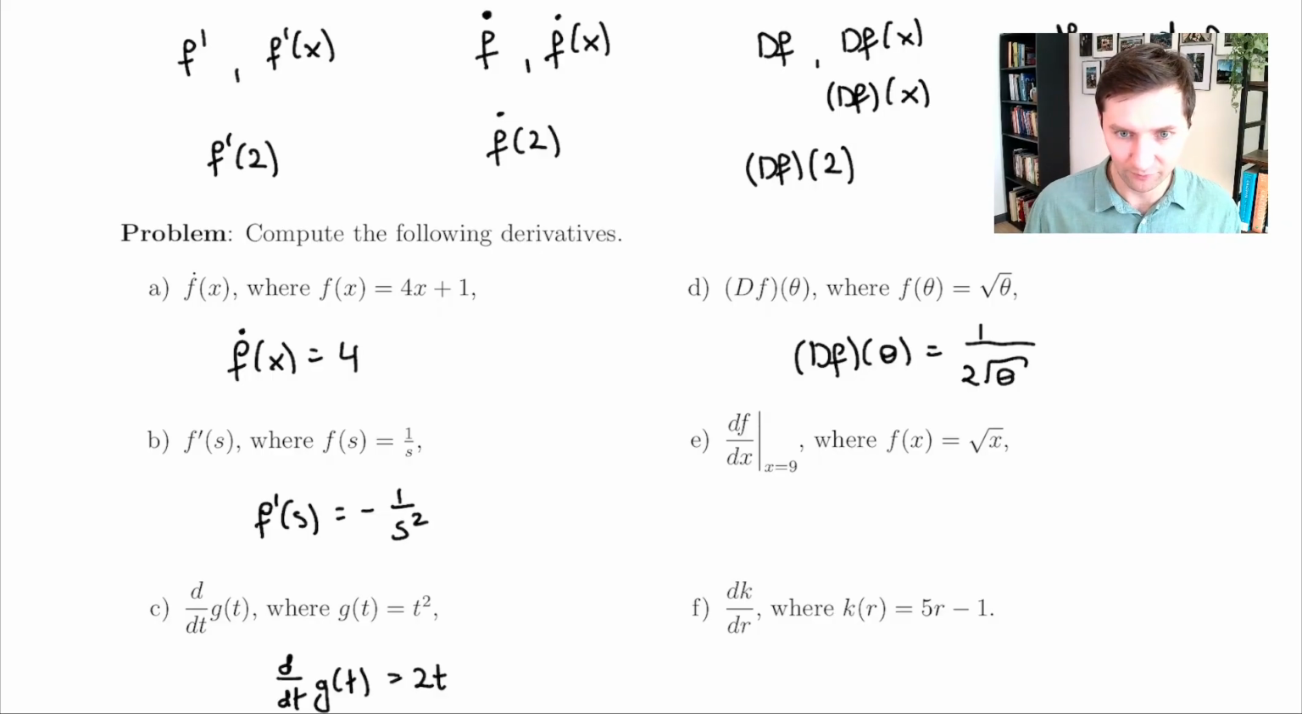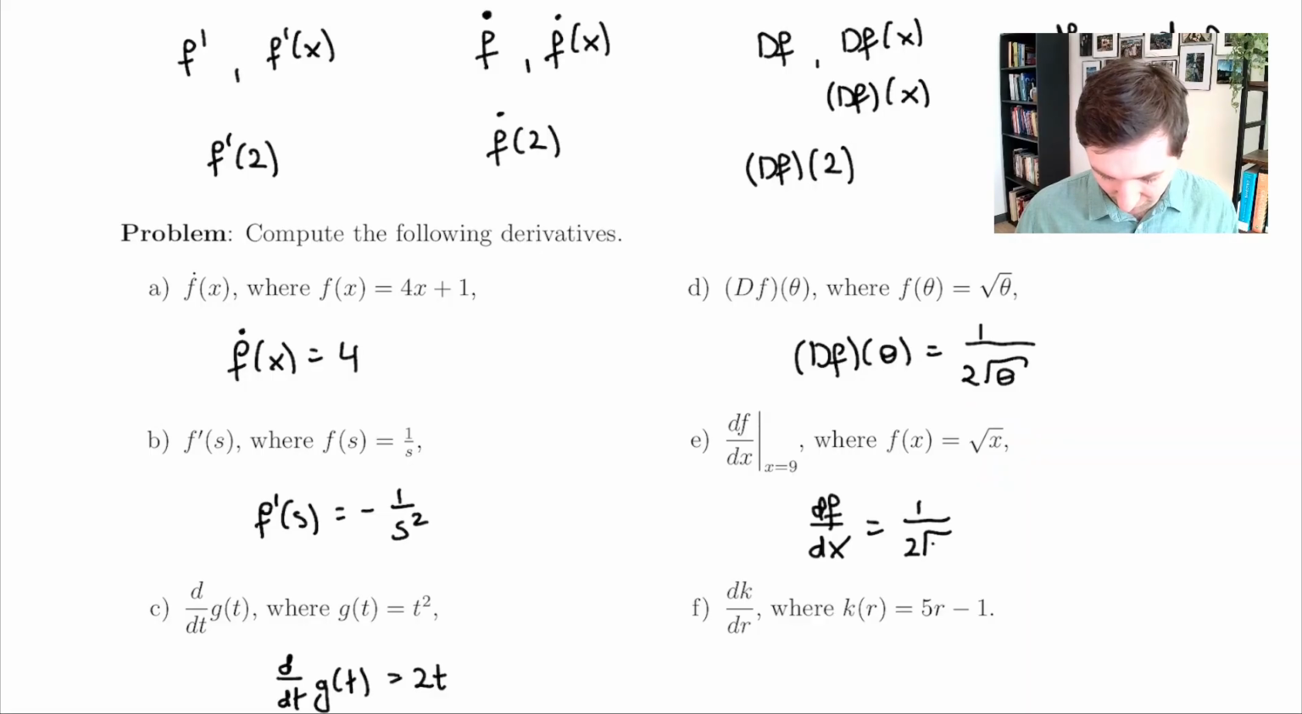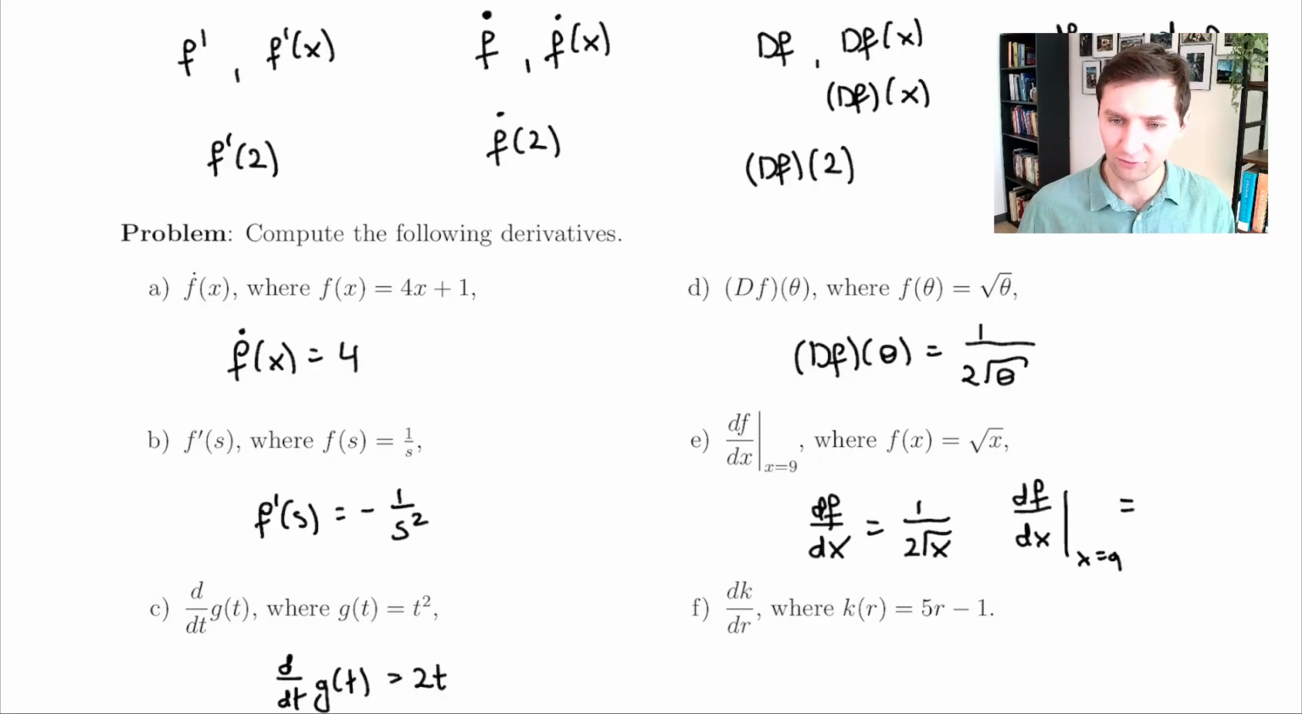In the next example, we have Leibniz notation, the derivative of f with respect to x at x equal to 9. So first, I compute the derivative of f with respect to x, and I realize that the formula was square root of x, so its derivative is 1 over 2 square root of x. And now I must evaluate this derivative at x equal to 9. So I will plug in 9 to the formula, and I will get 1 over 2 square root of 9. Square root of 9 is 3, so I get 1 over 6.